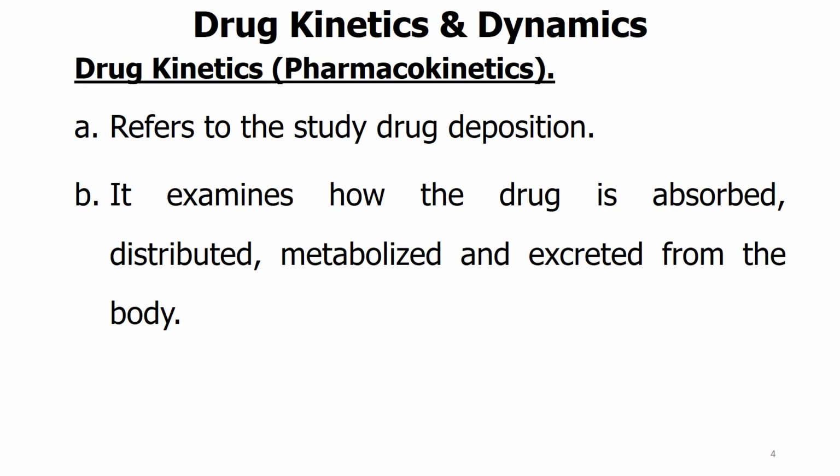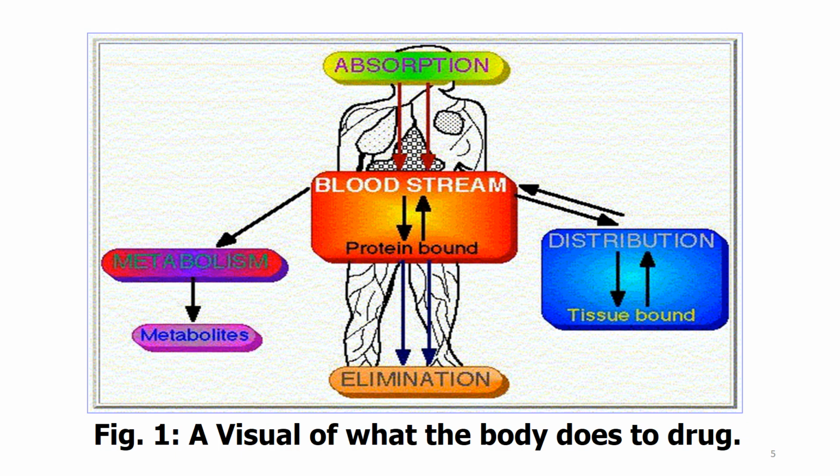So, the combined word pharmacokinetics simply involves the drug intake, its metabolism, and excretion from the body. Now, this figure 1 is a visual representation of what the body does to drug. That is, when the body receives drug, it absorbs it to the bloodstream, then it can distribute it to the tissues, metabolize it to produce the various metabolites of the drug, and then proceed to eliminate the remnants.